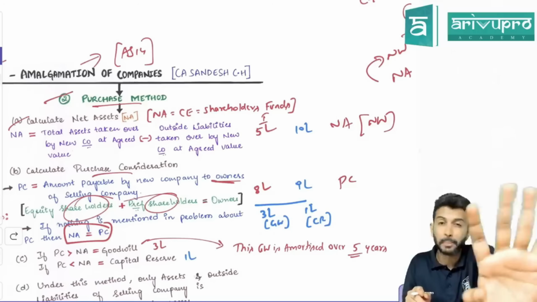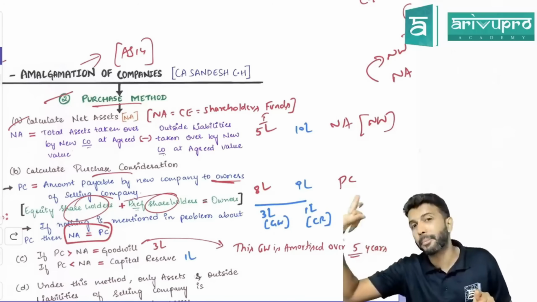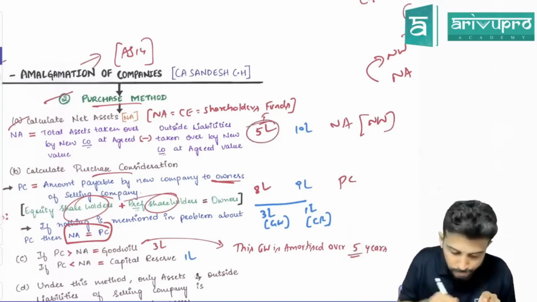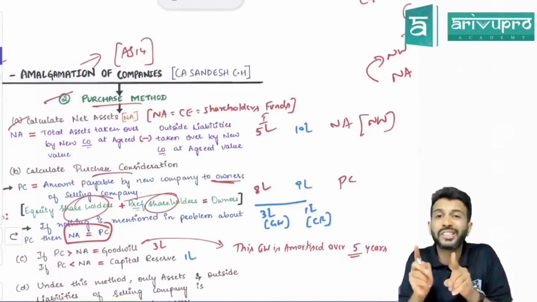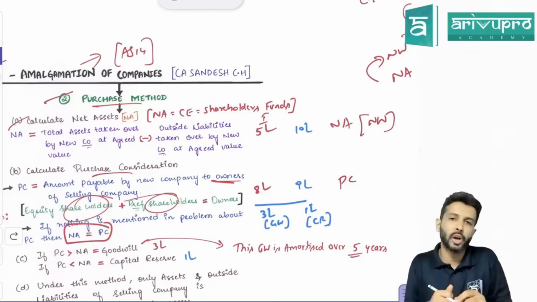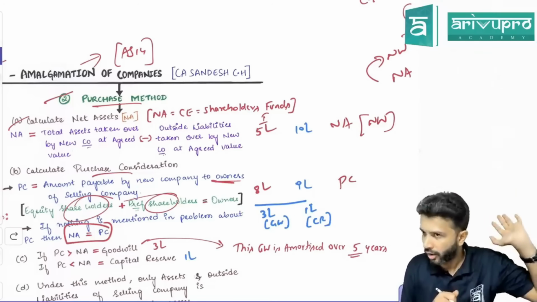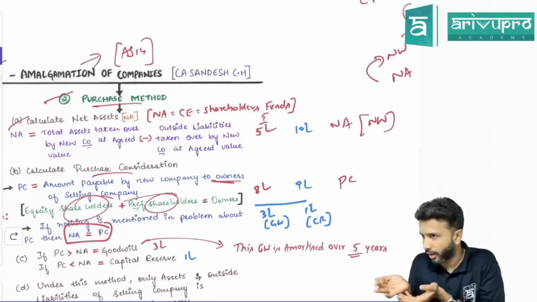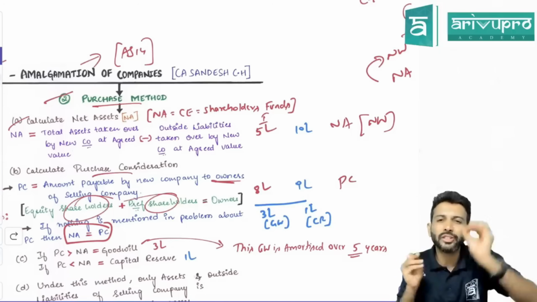I'm not talking from the selling company perspective. I'm talking from the purchasing company perspective. For 5 lakh worth of business, they paid 8 lakh. So the purchasing company made a loss. This loss, in AS14 terminology, we call goodwill. We don't know why we paid this extra for. AS14 is asking us to treat it as goodwill.